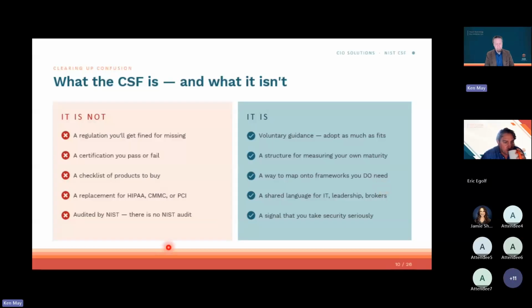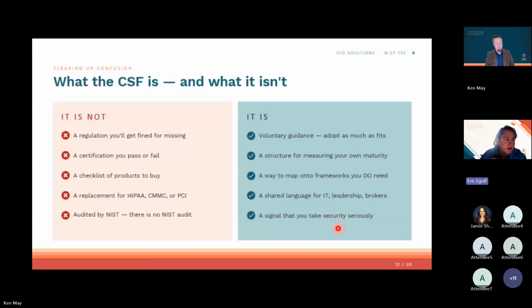So it's not audited by NIST at all. There's no NIST audit. This is just a signal that you take security seriously, something that you can hand over to your customers, to your vendors, you can mention on your website. We believe that security is such a strong part of what we do that we have voluntarily mapped ourselves to this compliance framework.